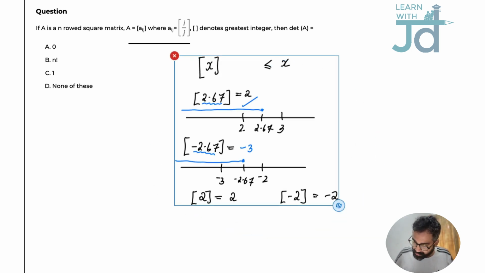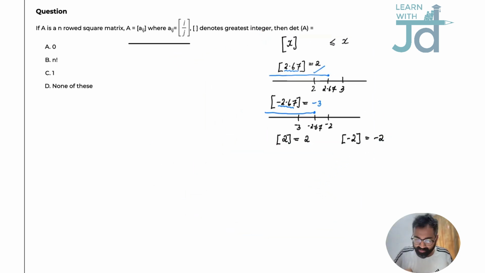Okay, so let me just resize this concept. This you might have studied in the function chapter: what is the greatest integer function. So let us apply this concept in matrices to get every element.